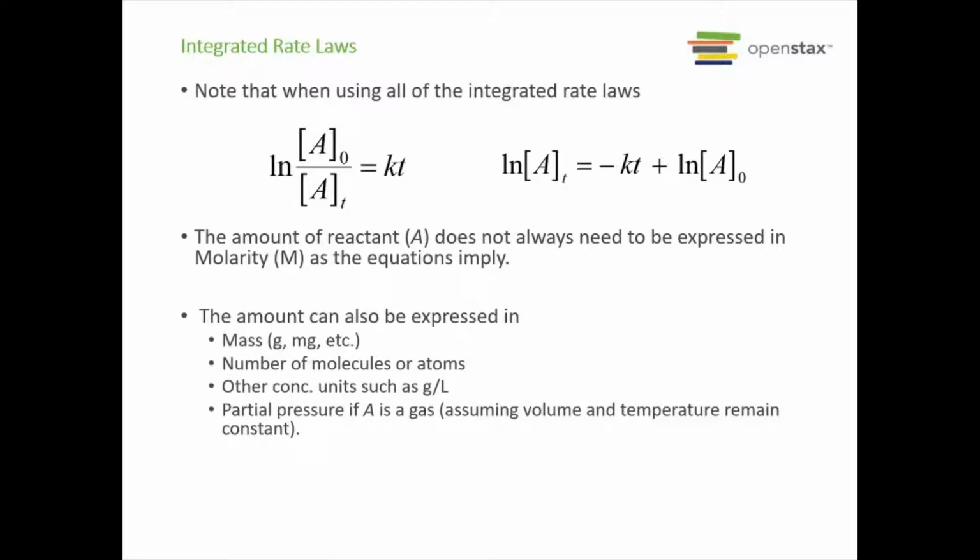Now, a couple things to note. The amount of the reactant, your A, does not have to be molarity. The brackets tend to imply molarity, but you can use mass, you can use number of molecules or atoms, or grams per liter concentration, or partial pressure if we're looking at gases, assuming volume and temperature are constant.